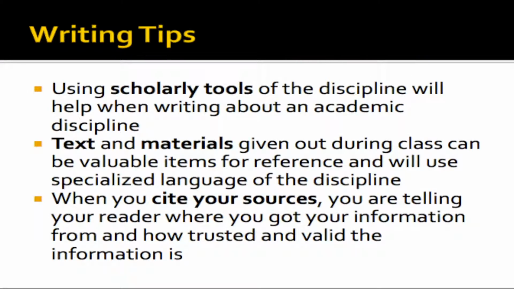Using scholarly tools of the discipline will help when writing about an academic discipline. Text and materials given out during class can be valuable items for reference and will use specialized language of the discipline. When you cite your sources, you're telling your reader where you got your information from and how trusted and valid the information actually is.